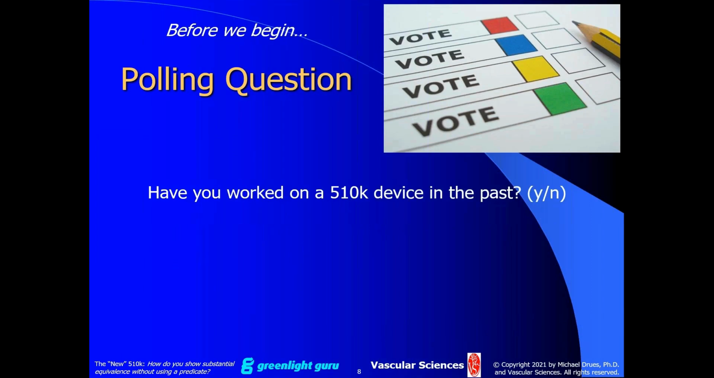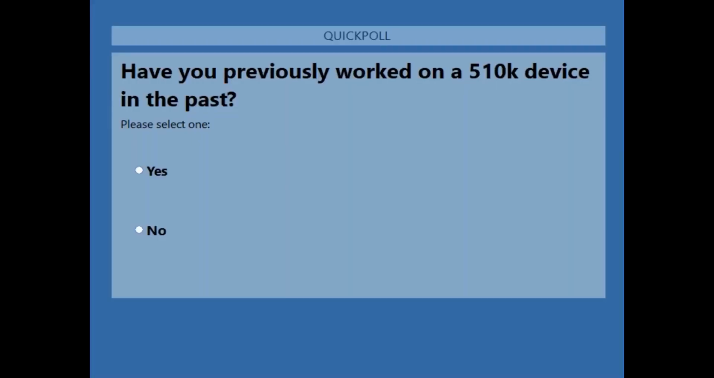Just to get a sense of where we are as an audience, I have a couple of quick polling questions that I'd like you to respond to. There's just 3 of them. John, if we're ready, here's question number 1. Have you worked on a 510K device in the past? Yes or no? We'll give you a few seconds to respond. If you can just click either yes or no. With these polling questions, they're quick, so we want to get through them fairly quickly.